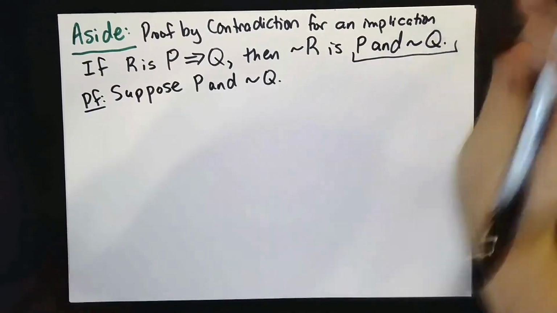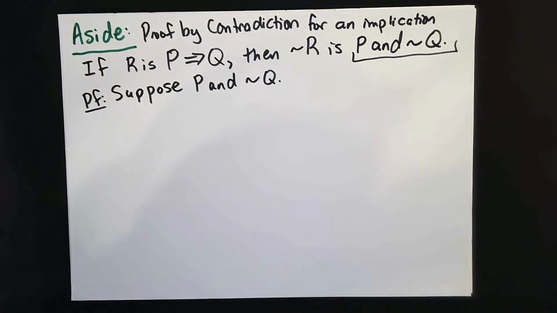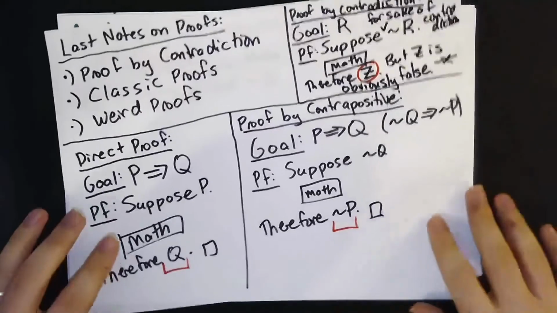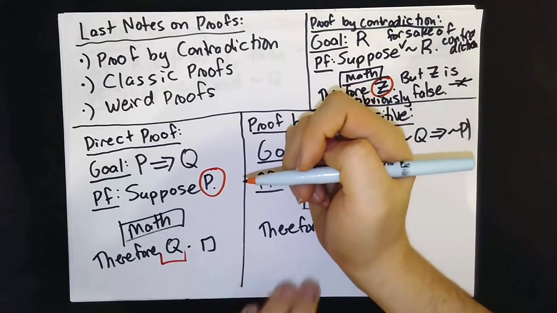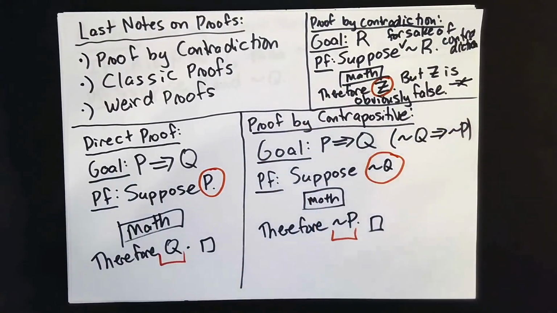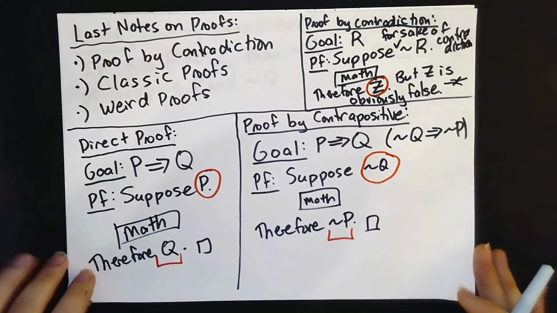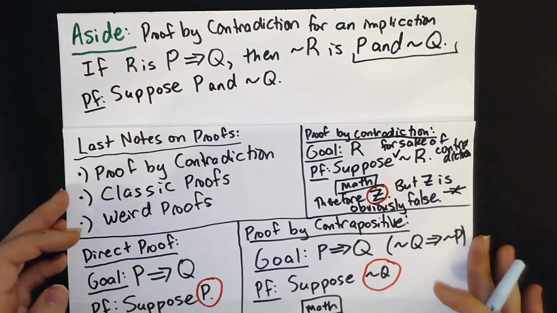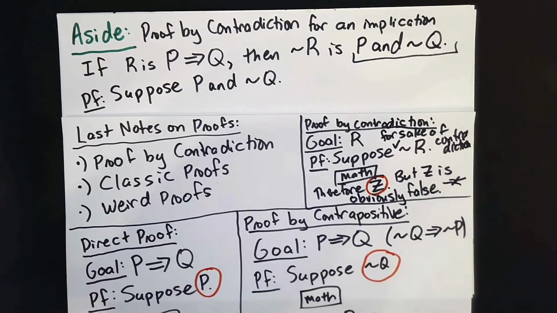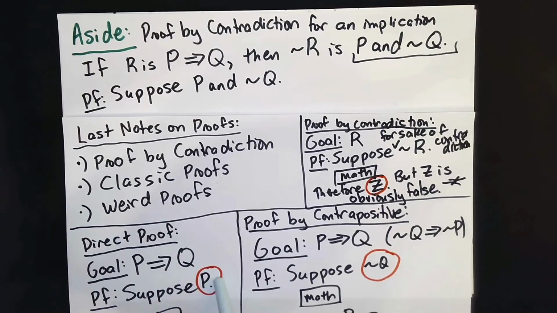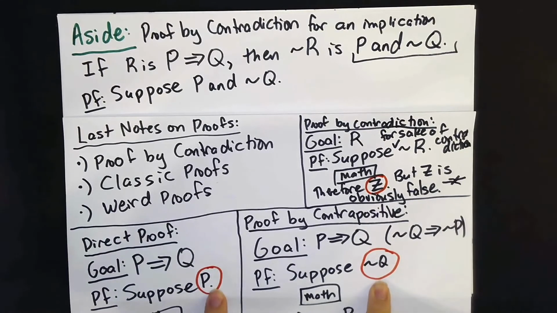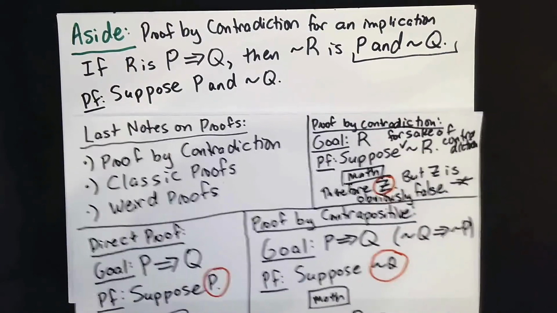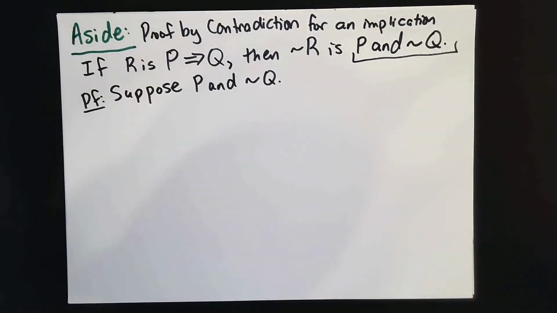Now, P and not Q might actually look fairly familiar. Namely, P is the thing that you get to suppose in a direct proof, and not Q is the thing you get to suppose in a proof by contrapositive. So often, especially when you're learning proofs, proof by contradiction seems great because instead of only getting to assume P or only getting to assume not Q, you get to assume both. But then there's a question of what your contradiction is going to be.